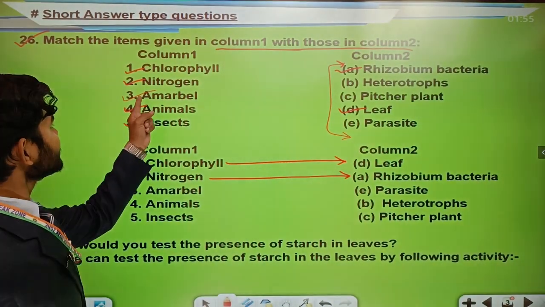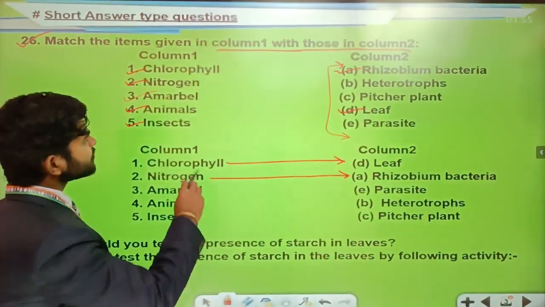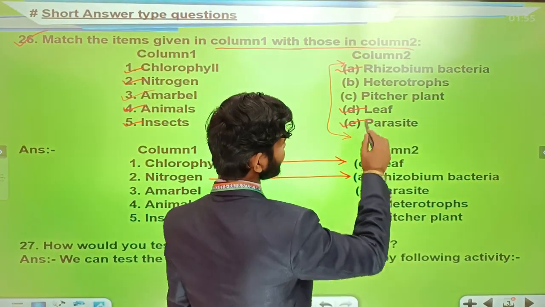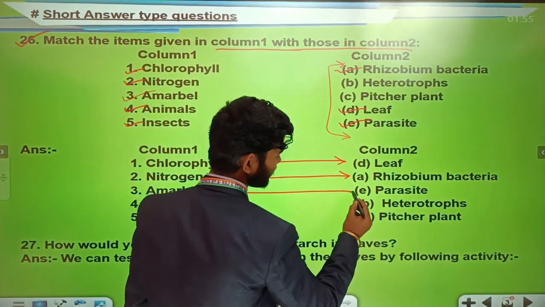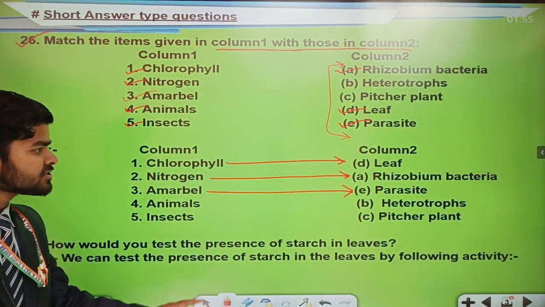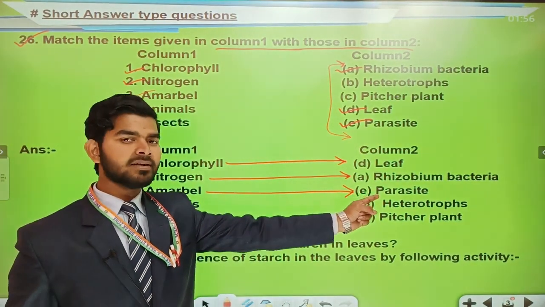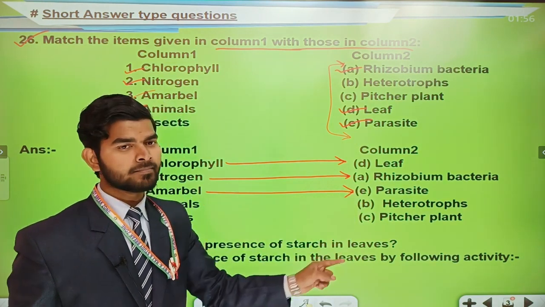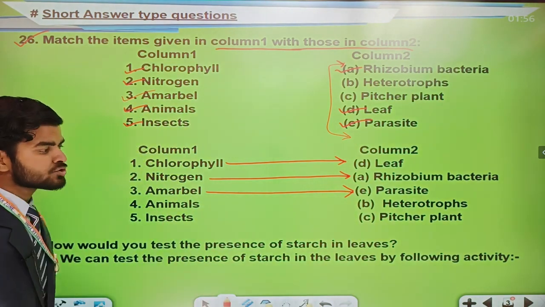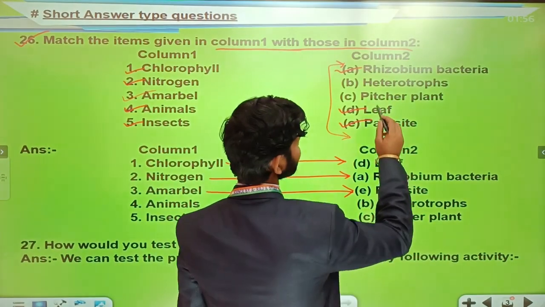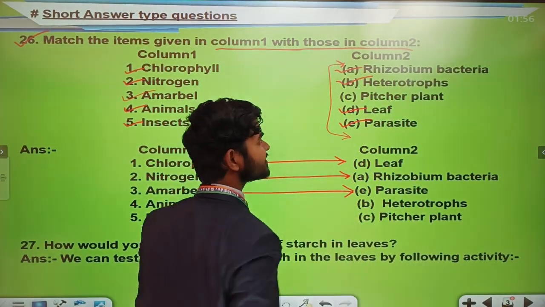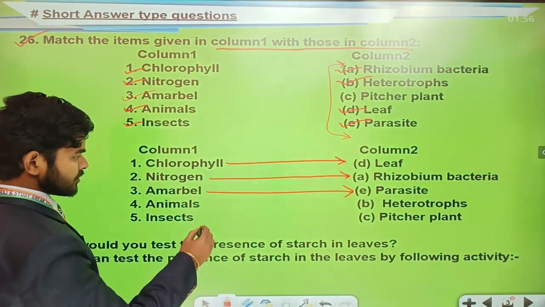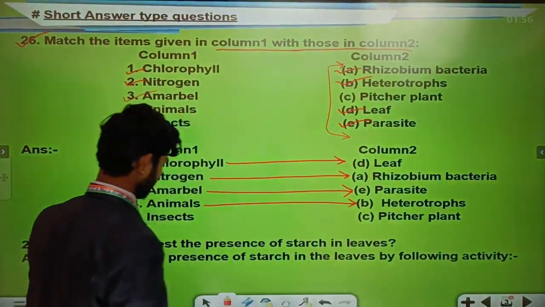Next one is amarbel, which is an example of a parasite. So this is the correct answer for amarbel. Amarbel will match with parasite, which is given in column B as option E. Next one is animals. Animals take nutrition in the heterotrophic way, so that is the correct answer for animals.